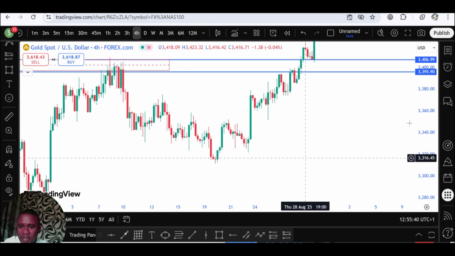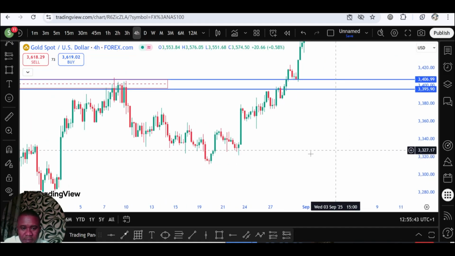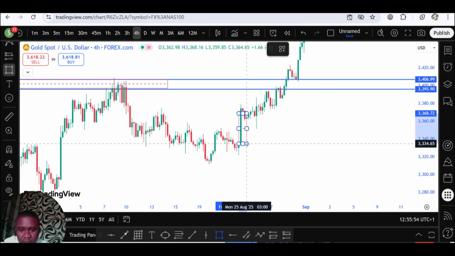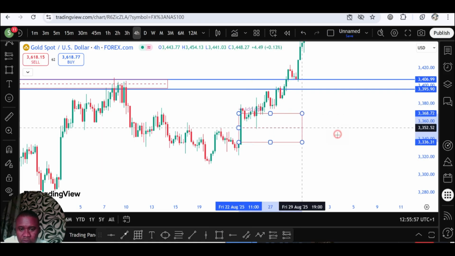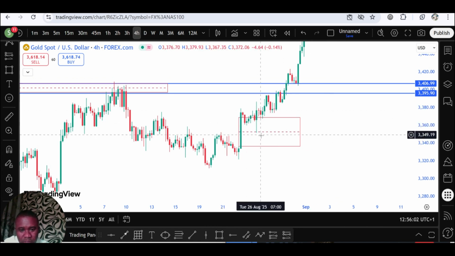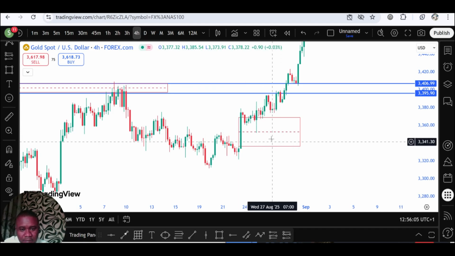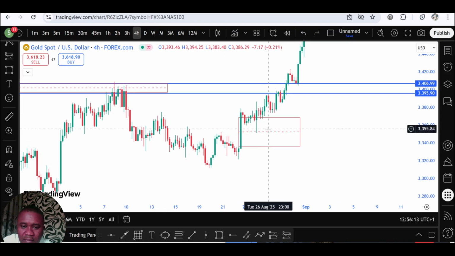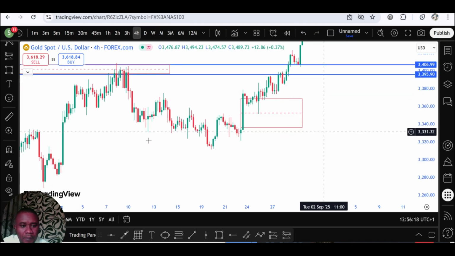Then let me show you another place where fair value gap also happens, still on gold. If you check candle 1, candle 2, and candle 3, we have a gap there. If you draw it across, you notice that market price returned to the fair value gap up to the consequent encroachment. It tapped into the consequent encroachment, that is the middle of the fair value gap, the 50% of the fair value gap. The market tapped into the 50% and rejected price upward.